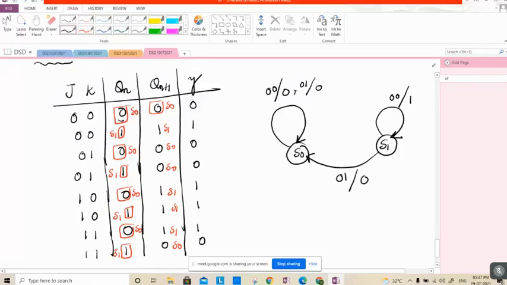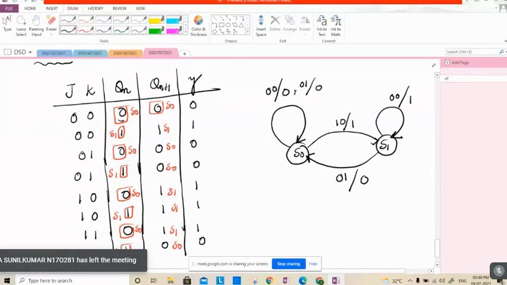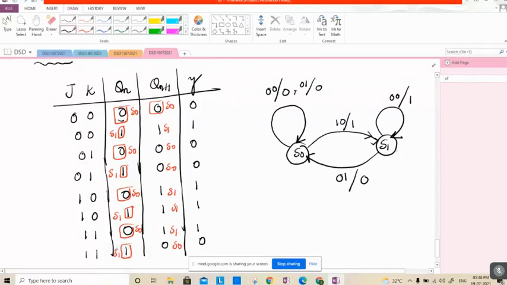Now I am present at S naught. 1, 0 is my input. Next state is S1, right? 1, 0. What is the output here? 1. Right. Next, which condition? S1, 1, 0. What will be the next state? S1. Right. Output will be 1.